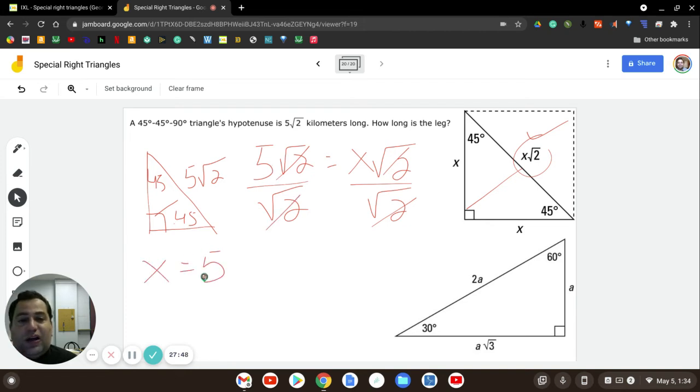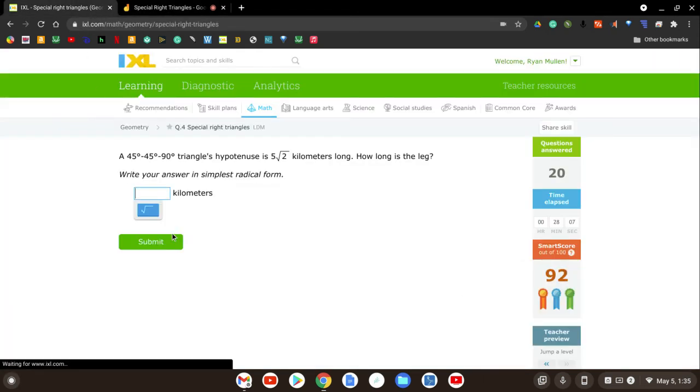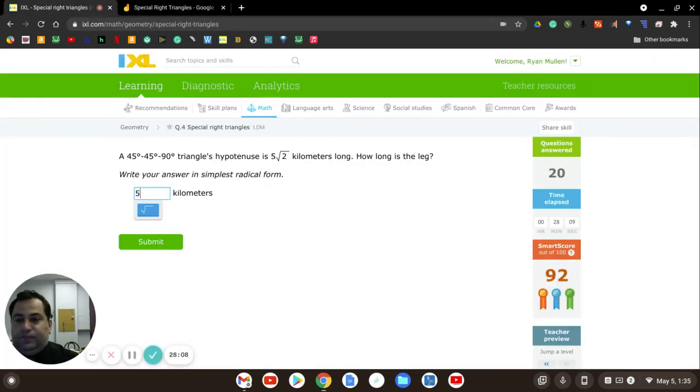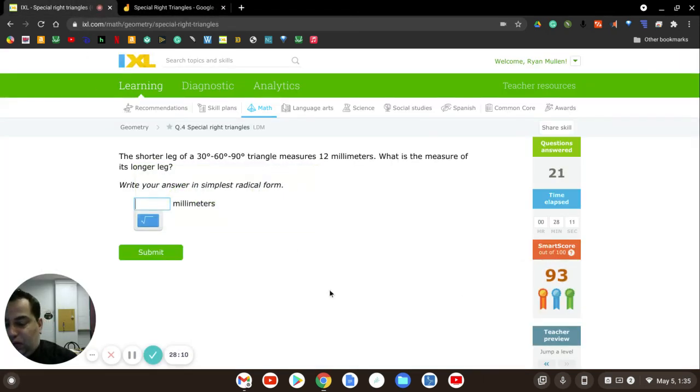Well, what am I trying to find? How long is the leg? So we have to remember it's an isosceles triangle, right? So no matter which way I go, I'm going to have the same number. So opposite the 45 is x, and I know x is equal to 5.